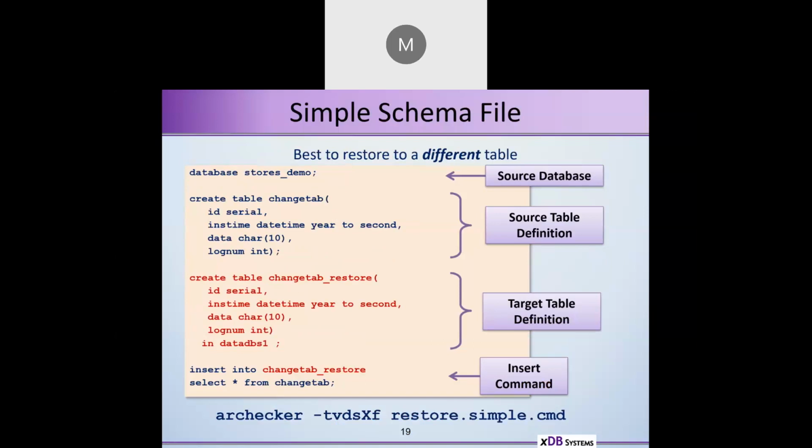Now here, I would normally make the definition of that target table the same as the source table, because that makes sense. But if I wanted to, perhaps I didn't want to restore one of these columns, I can define my target table differently. I could skip maybe log num or whatever, and then I just change my insert statement to select the various columns. So instead of select star, it would be select ID, inst time, data, and avoid log num.